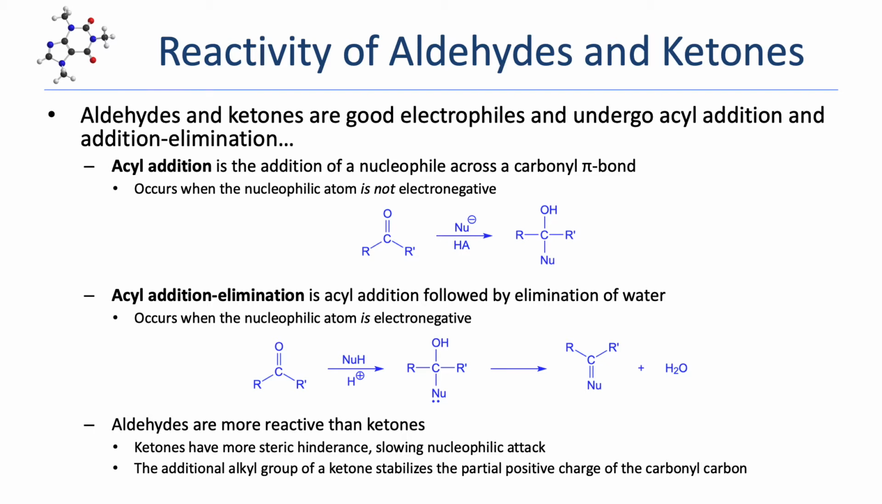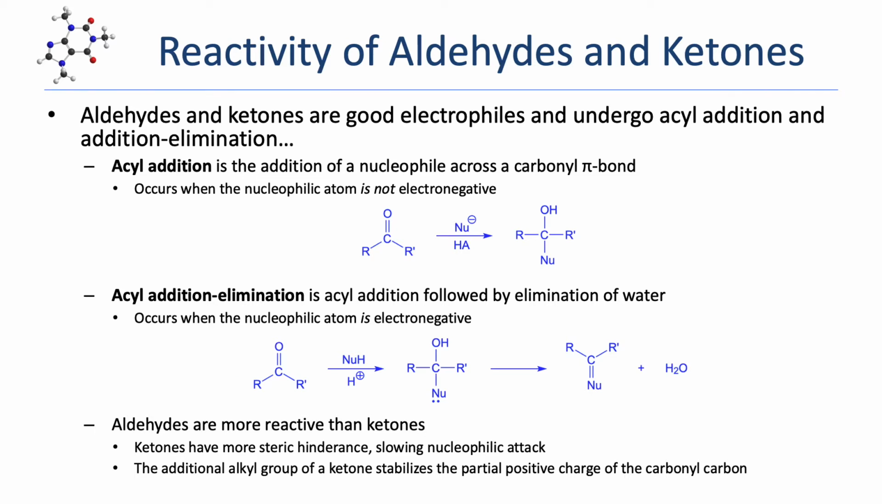The other major mode of reactivity for aldehydes and ketones is acyl addition elimination. This is simply an acyl addition followed by the elimination of water to create a new pi bond. The generic example shown here starts with the addition of NUH across the pi bond to form an alcohol. The alcohol is then protonated, enabling water to be expelled, forming a new pi bond. Acyl addition elimination is typically seen when the nucleophilic atom is an electronegative atom.